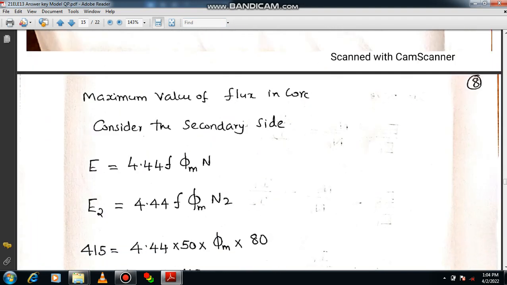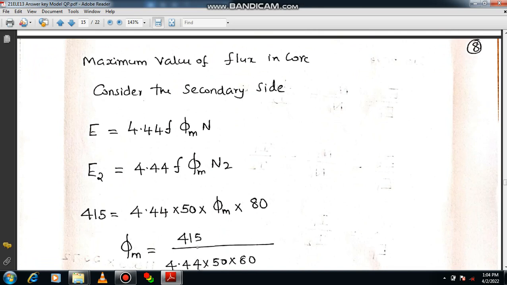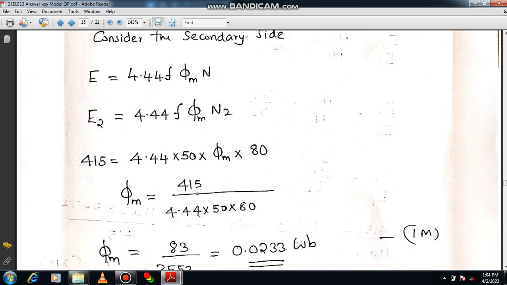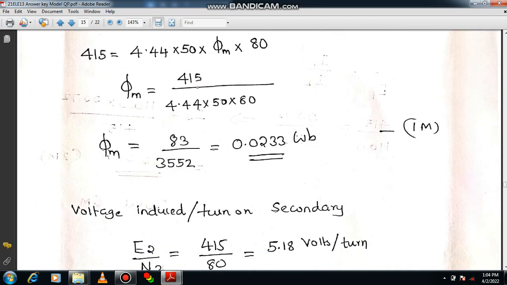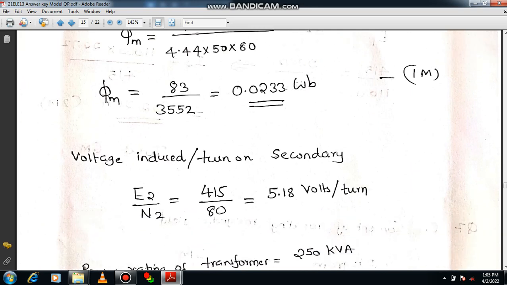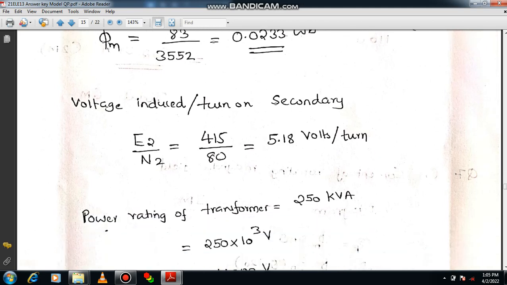Afterwards you can use the EMF equation, 4.44 f phi m N. E2 I am also able to get. From this you can calculate the value of phi m, the maximum flux. Phi m will be 0.0233 Wb. Kindly verify it. Then you have to calculate the secondary voltage induced per turn. Secondary voltage is E2, secondary EMF, and secondary number of turns is N2. E2 by N2 you are supposed to calculate, 5.18 volt per turn.